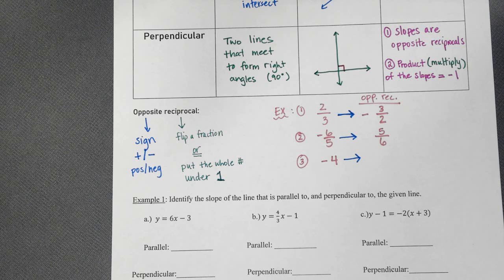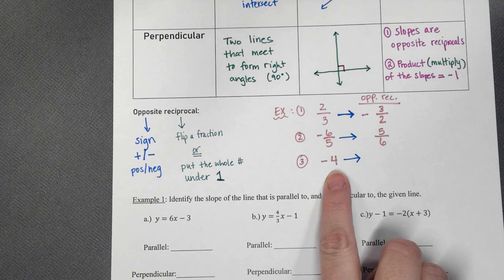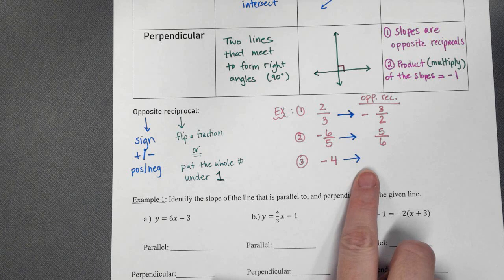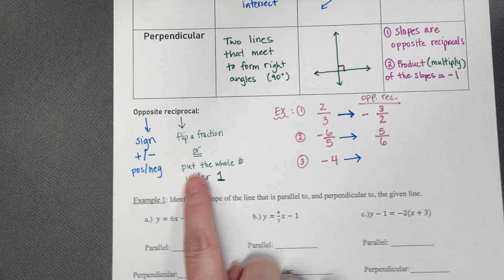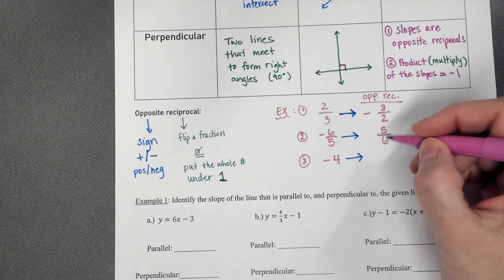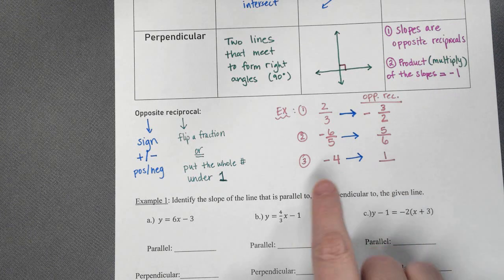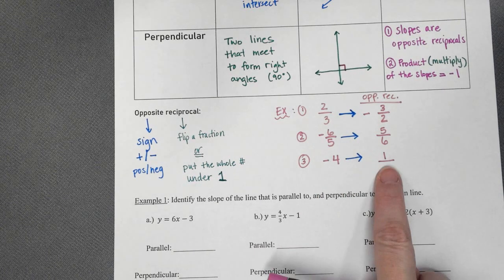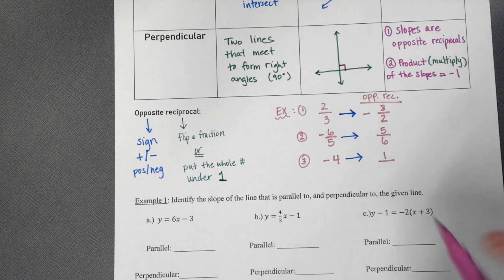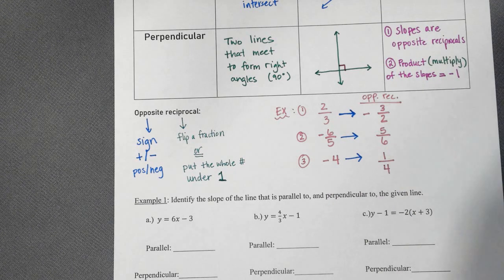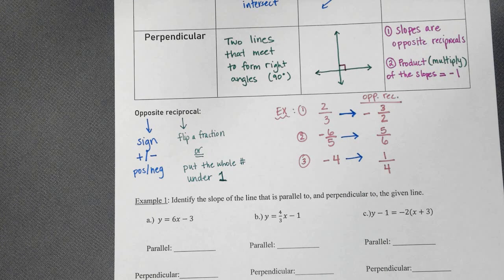All right, now this is a whole number. So if it's negative, we know this is going to be positive. And then if it's a whole number, you're going to put it under 1. So if there's no fraction, automatically 1 goes on the top. And then we're just going to put the 4 on the bottom. Okay? So if this is negative, this one will be positive.